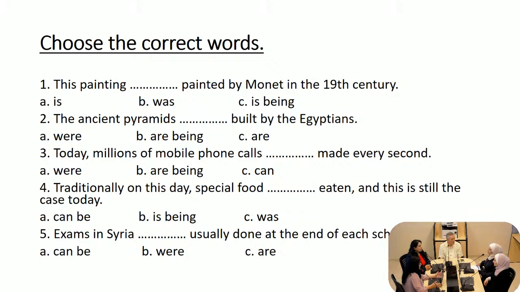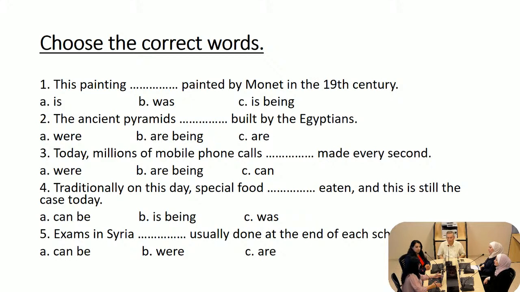Now, the ancient pyramids built by the Egyptians were, are being, or are. All of us know that the old or ancient Egyptians is something from the past, and here we have B and C present, are being, are something present, related to present simple. Now we have to choose A, which is were.